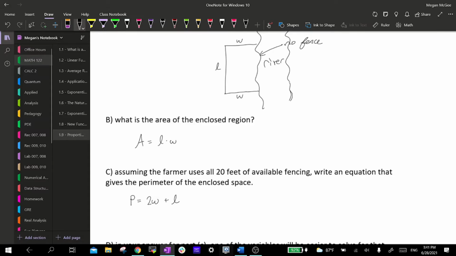And we're assuming that all 20 feet of available fencing is going to be used. So that's going to say we assume our whole perimeter is going to add up to 20 feet. So if we want to plug this into our equation for our perimeter, we're going to get 20 is equal to 2 times the width plus the length. And that's all we have for part C.